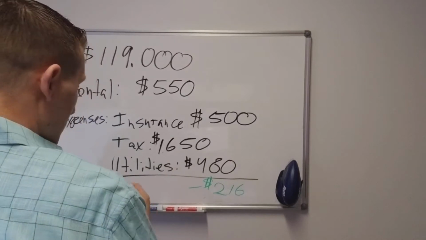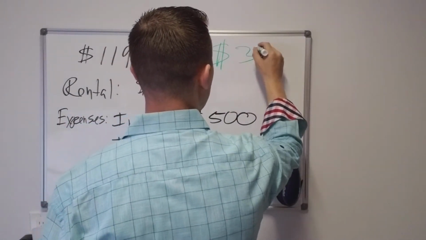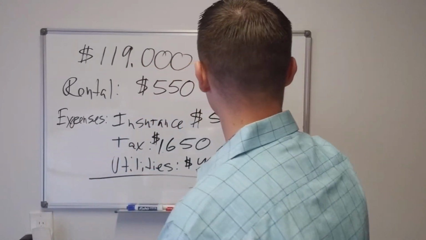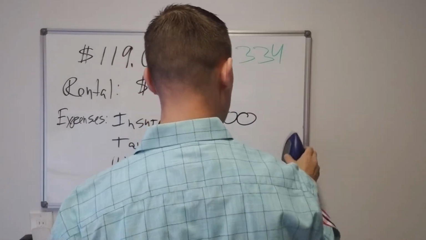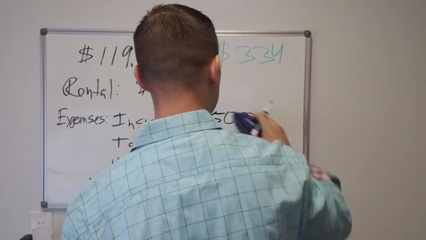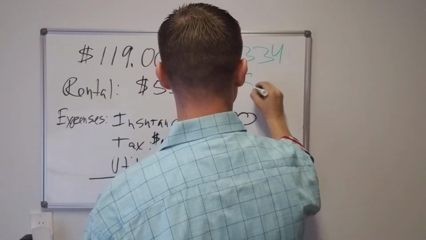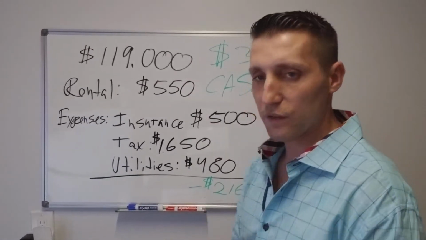So is that a good deal? Well, it's not bad, but it also depends on how you look at it. So that's $334 per month. That's your cash flow. Oops. Cash flow with an S, definitely not going to work. That's your cash flow money.